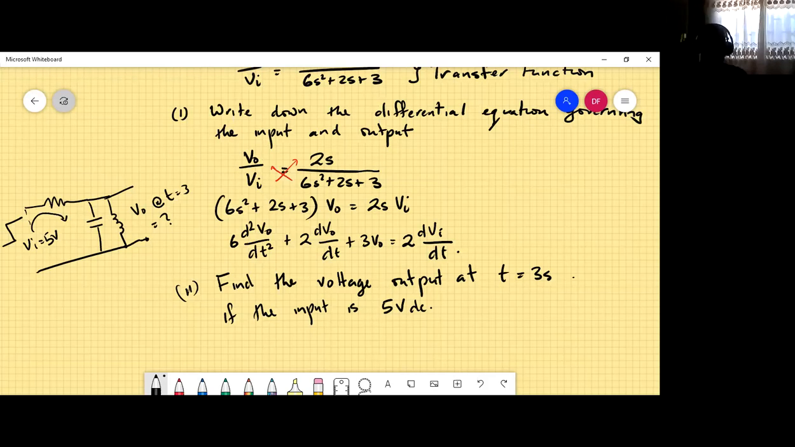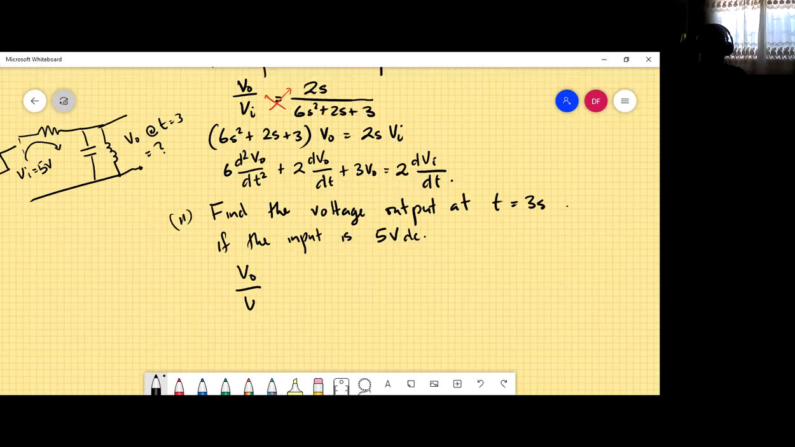So now, where we're starting from is we have the transfer function. So we know that V out over V in is equal to 2s over 6s squared plus 2s plus 3. So V out is equal to 2s over 6s squared plus 2s plus 3 times V in.